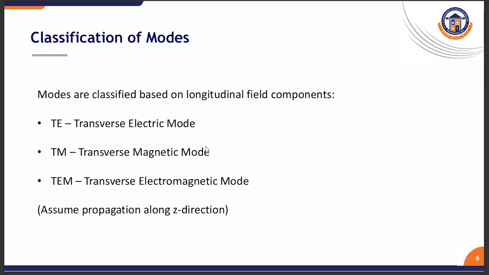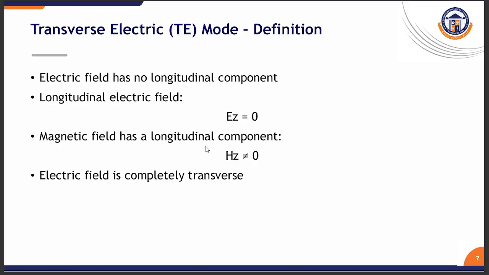So based on longitudinal field components, the modes are classified into transverse electric mode, transverse magnetic mode, and transverse electromagnetic mode. Here the assumption is that the wave is propagating along the Z direction. The first one is the transverse electric mode.